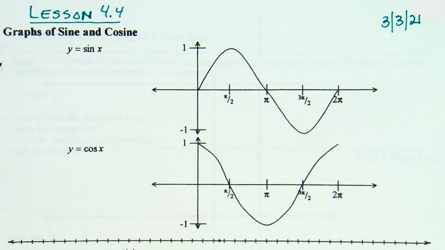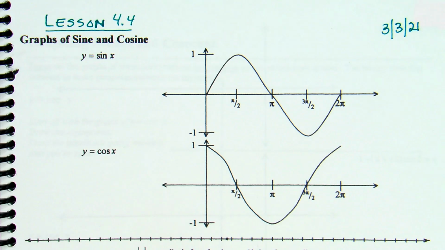Okay, guys, so next page in your notes is lesson 4.4. It is labeled graphs of sine and cosine. So we are starting off today with just looking at the graphs of sine and cosine. And what you will see up here on the screen, or on the top of your notes, is what the basic graph of sine and cosine look like.